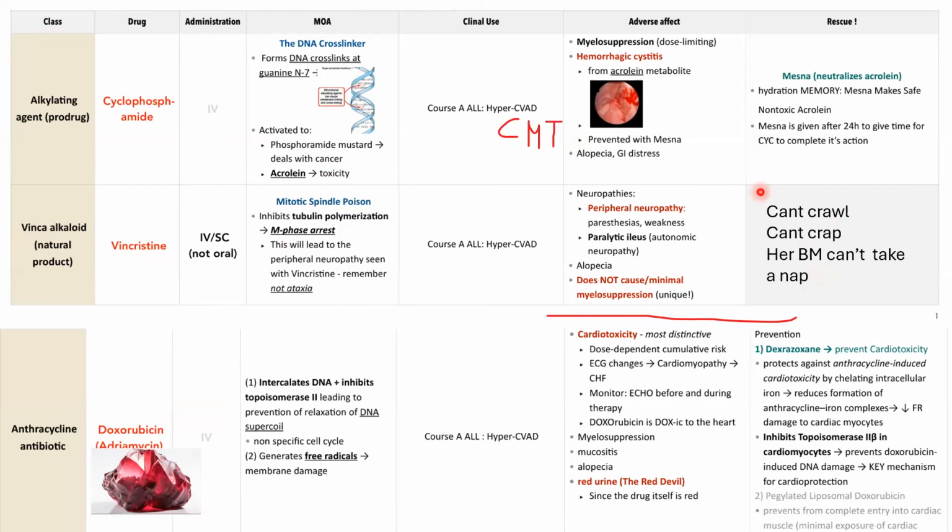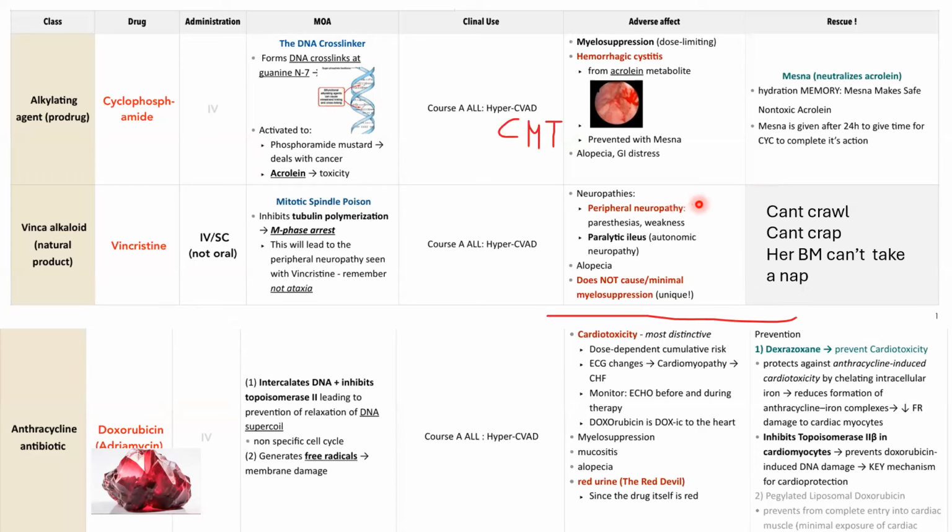So this is the best mnemonic that stays with me, honestly. Can't crawl refers to peripheral neuropathy, because peripheral neuropathy means it's affecting the arms and the legs, which are the limbs. The neuropathy is not central. It's not in the brain or the cerebellum or the spine. So the patient will present with tingling and numbness and weakness in the limbs. When you crawl, you're using your limbs, right? Your legs and your arms. So that's a way to remember peripheral neuropathy.